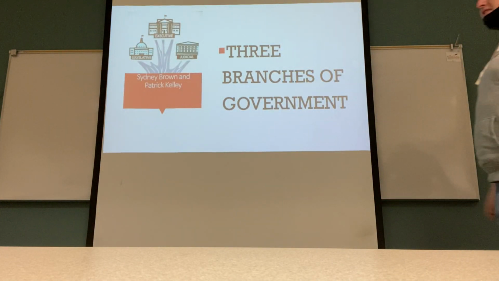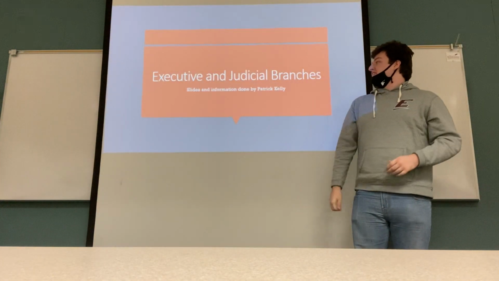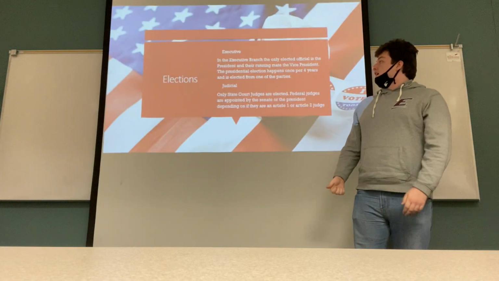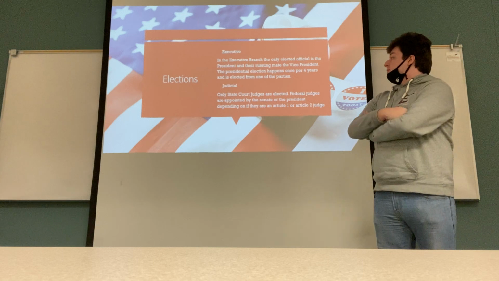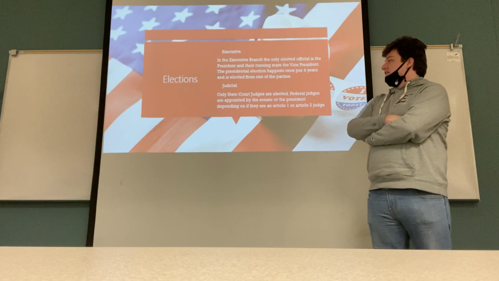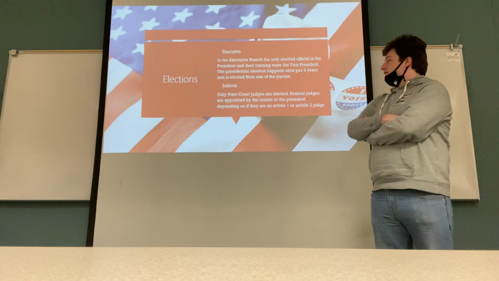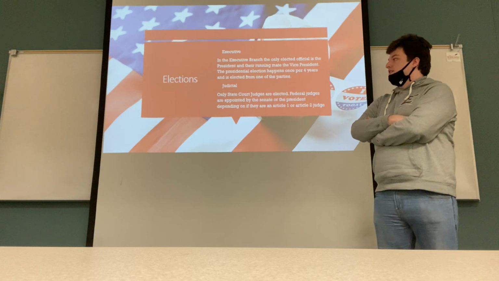All right, three branches of government. Let's get to it. Executive and judicial branches. Elections, the executive branch. In the executive branch, the only elected official is the president and their running mate, the vice president. The presidential election happens once per 4 years and is elected from one of the parties. Judicial, only state court judges are elected. Federal judges are appointed by the Senate or the president, depending on if they're an Article 1 or Article 2 judge.